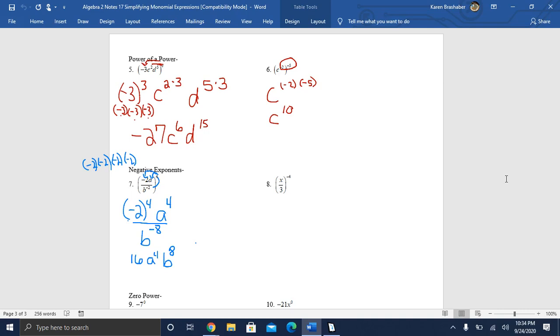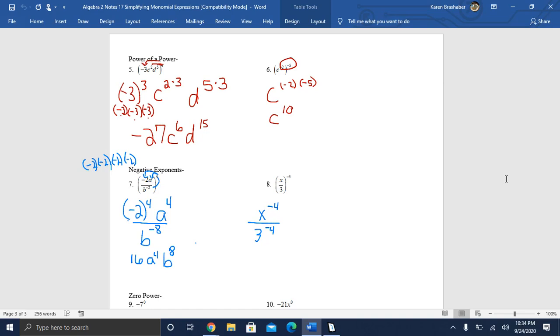Okay, so I'm going to continue on with number 8, using my idea that I want to remove the parentheses. So I'm going to take the -4 and distribute it to, first of all, the x. So we'll have x to the -4th. And then I'll also be distributing the -4 to the 3, so over 3 to the -4th power. So I'm distributing and getting rid of the parentheses.